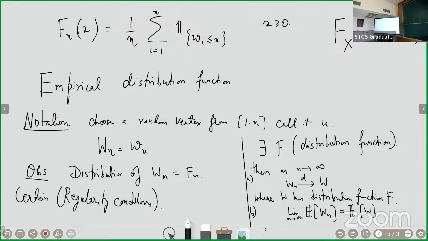wi equals f? What do you mean? It has to be a function of i, right? You're not thinking correctly, that's why you're giving this answer.